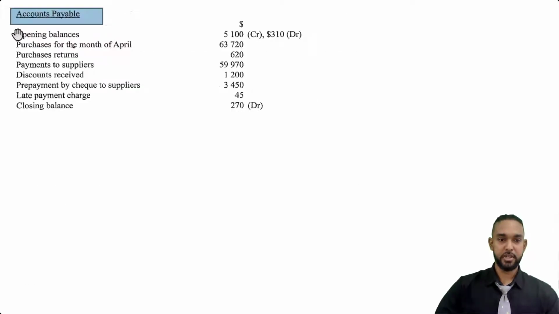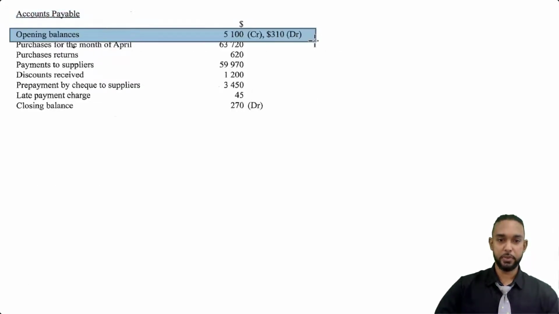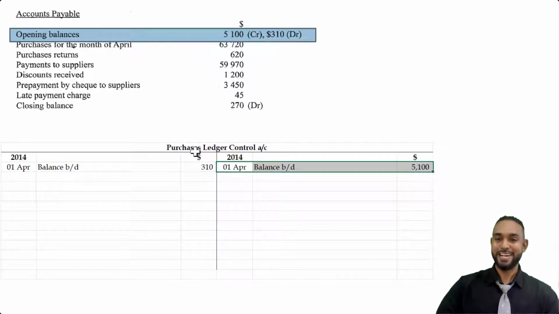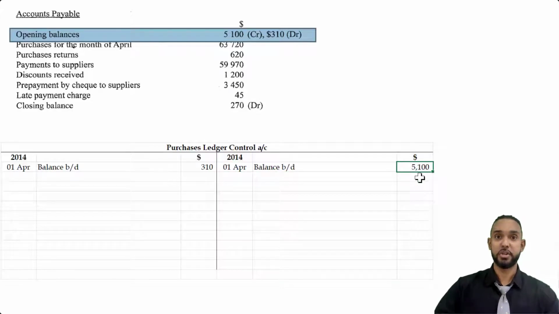Okay, so for accounts payable, the first thing they give us are the opening balances, 5,100 on the credit side, 310 on the debit side. So let's start putting those in. We're going to put in the credit balance first of 5,100 and then the debit balance of 310. So accounts payable, or as I have it here, purchases ledger control account. Remember, it's summarizing the entire purchases ledger, which means all of the accounts for our trade creditors. So in essence, this is a liability account and should have an opening credit balance.